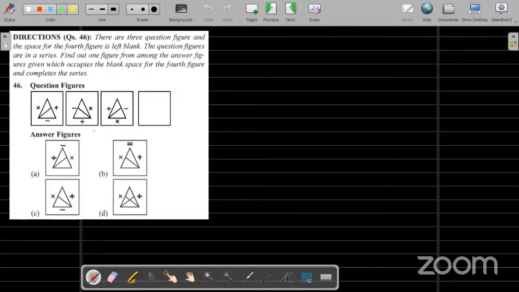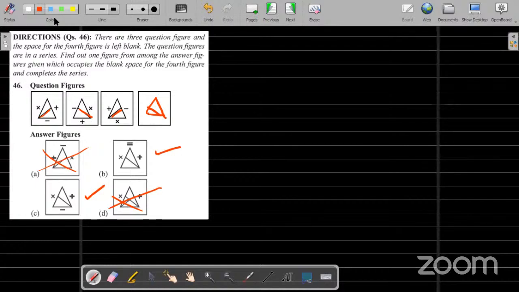Okay. Here, if you look at the triangle and the line inside the triangle, in the first figure the line is like this, second figure the line is like this, third figure again the line is like this. So in the 4th triangle, the line has to be like this. Like that happens in option B as well as option C. So the answer could be either option B or C. I can at once discard options A and D. And now we need to think of eliminating one of these 2 options.